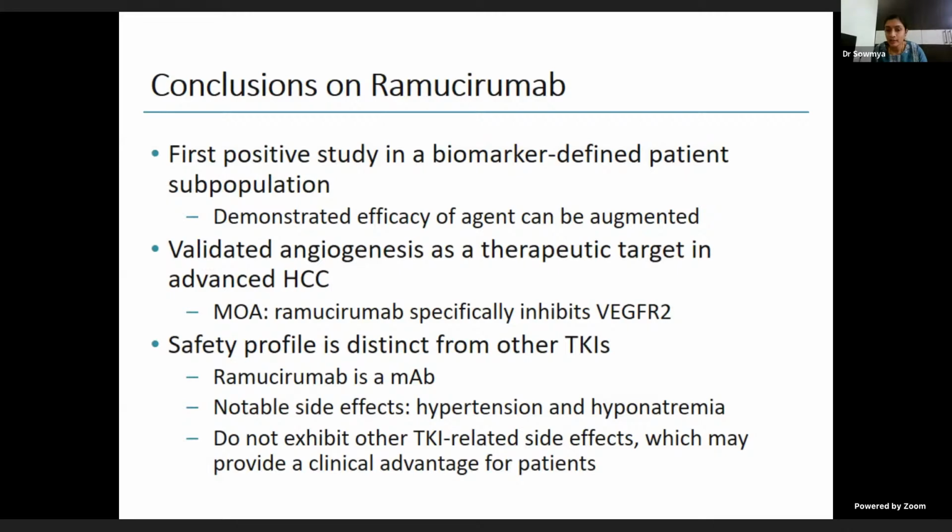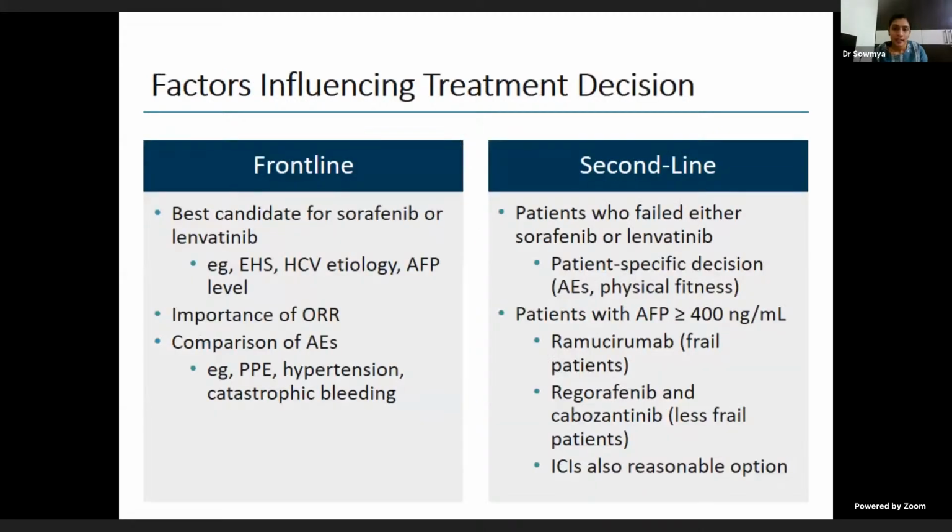Because the mechanism of action is specifically inhibition of VEGFR2, the safety profile is distinct from other tyrosine kinase inhibitors. It's a monoclonal antibody with side effects like hypertension and hyponatremia. It does not exhibit other TKI-related side effects, like diarrhea or skin reactions, which may provide a clinical advantage for patients. So what are the factors influencing the treatment decision in frontline?